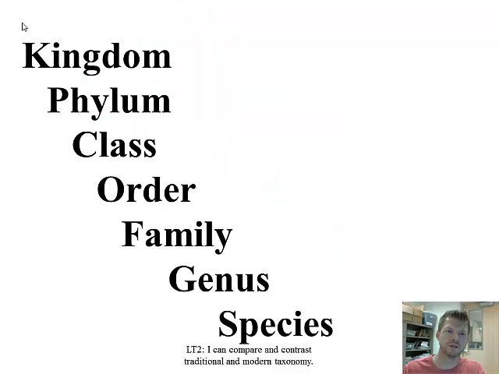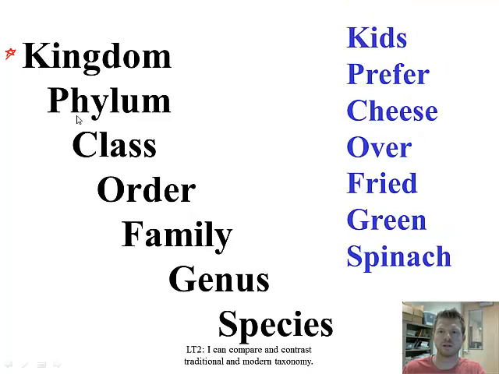So this is something we'll also need to know. The 7 levels of classification: kingdom, phylum, class, order, family, genus, and species. There are a variety of little acronyms we can use to figure this out. We'll play on words: kids, prefer, cheese, over, fried, green spinach, whatever you want to use to help you remember that. But the most important thing to remember is that we start from very large, broad categories at the kingdom, and down here is the most specific category with only 1 species in it.